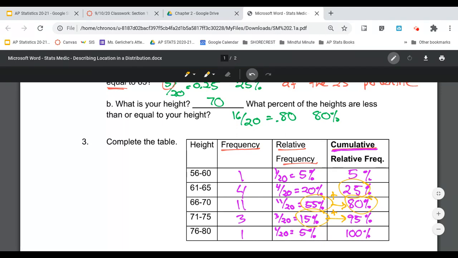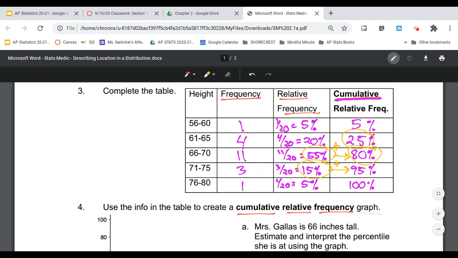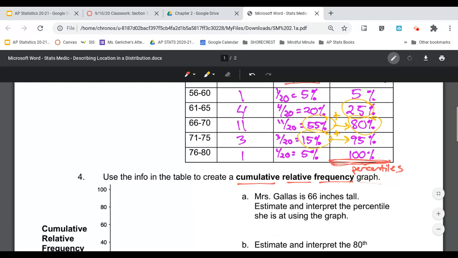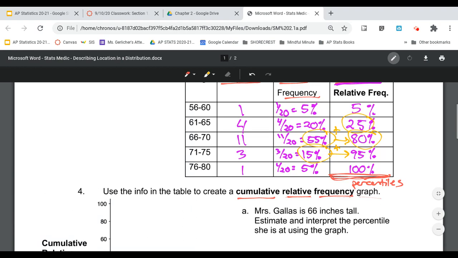So I'm just adding up those percents as I go. So really what all this is giving me in the end are percentiles. This last column is just percentiles. It is saying if you are at that spot, I don't know, 70 inches or whatever, 80% of the data is at your spot or below. This last column is just percentiles. Fancy way to say it is cumulative relative frequency. It's just a percentile.